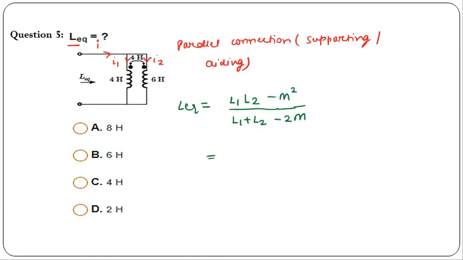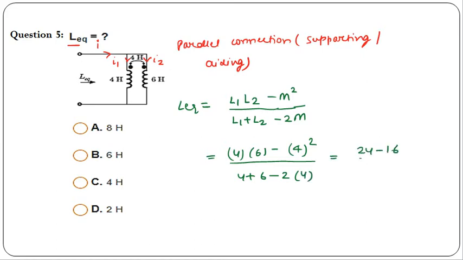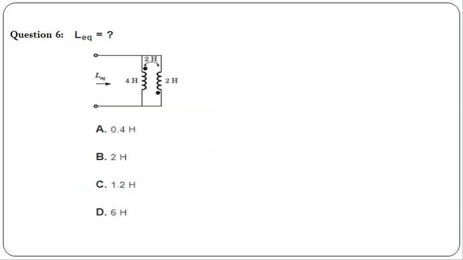Now easily you can substitute the values of L1 and L2. So L1 value is 4 Henry, L2 is 6, M value is 4, so this is 4 square divided by 4 plus 6 minus of 2 into 4. So this will be equal to 24 minus 16 divided by 10 minus 8. So 24 minus 16 is 8 by 2. So L equivalent we are getting 4 Henry. So option C is correct.